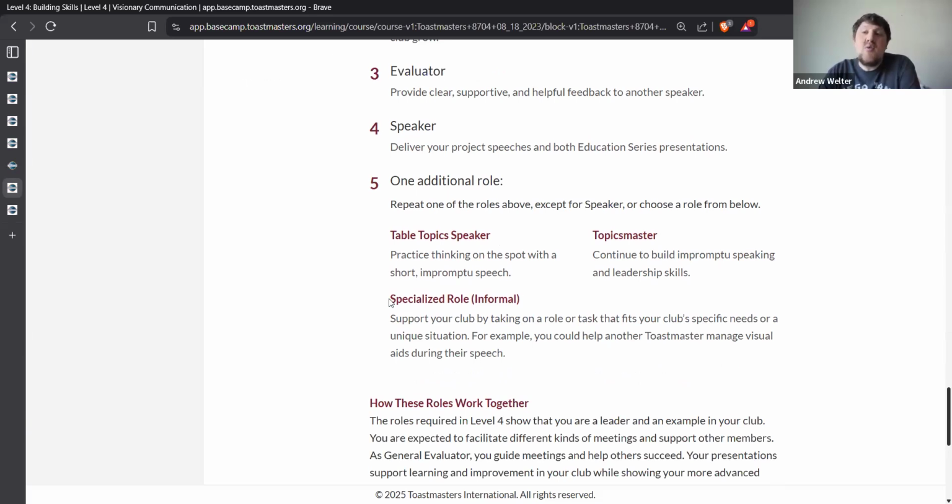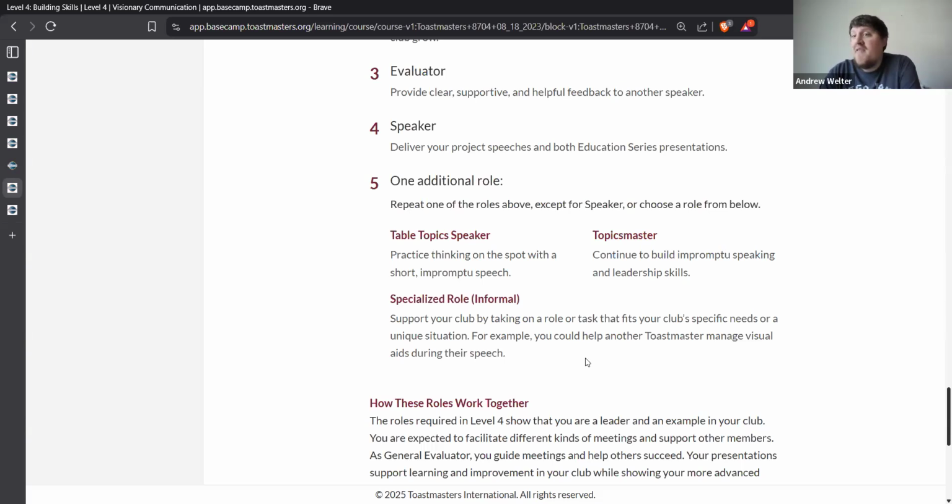It can take a variety of roles. Great example. Some clubs have a joke master who delivers a joke of the day. That is a specialized role. That is not a required role that Toastmasters International requires for the meeting. If you are joke master for the day, that fills this specialized role category.